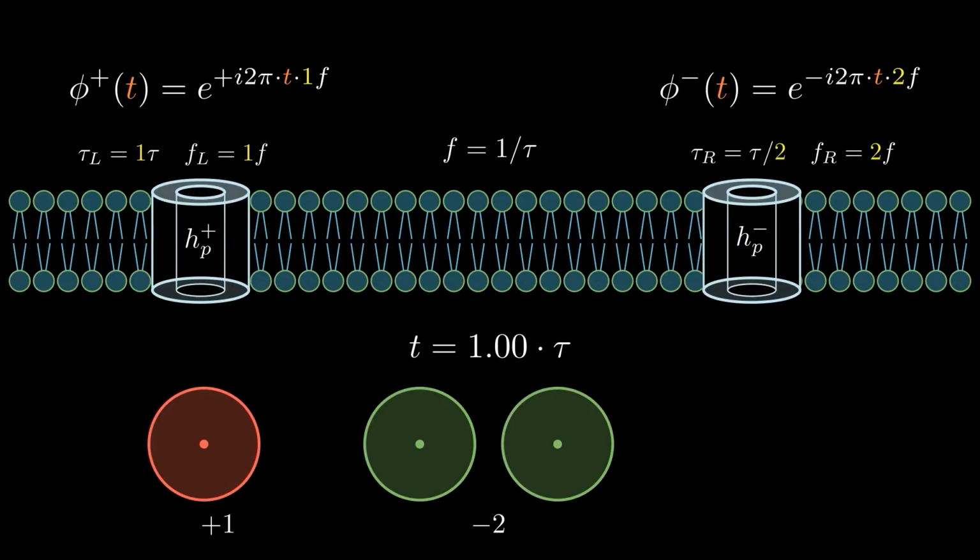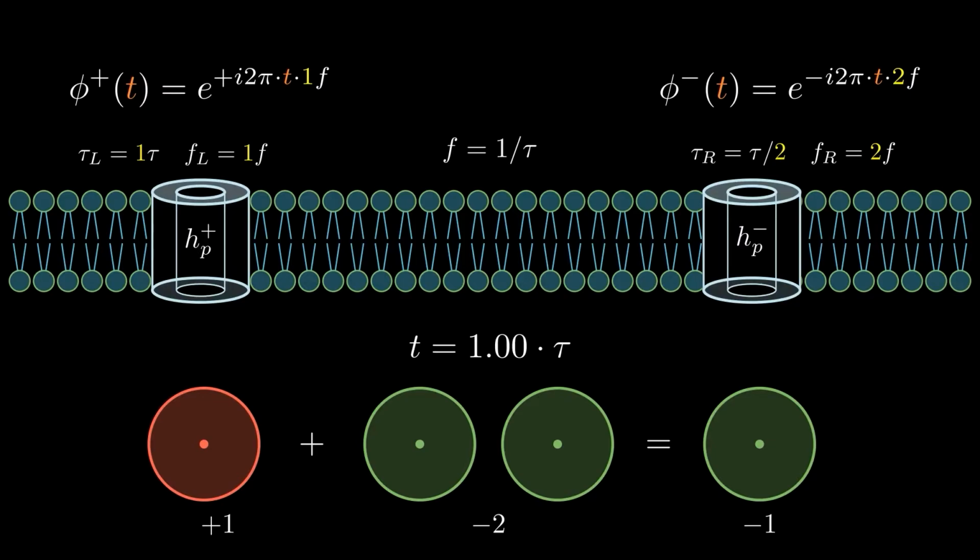1 positive red circle plus 2 negative green circles equals 1 negative green circle. 1 negative green circle means 1 unit of downward microcurrent. Thus, the temporal density of ion crossings in the combined system is 1 downward action per unit time tau.